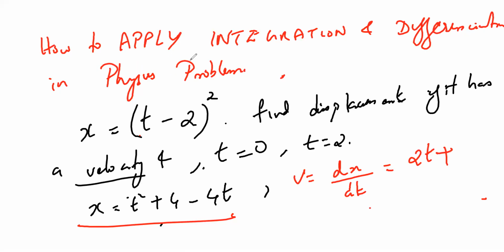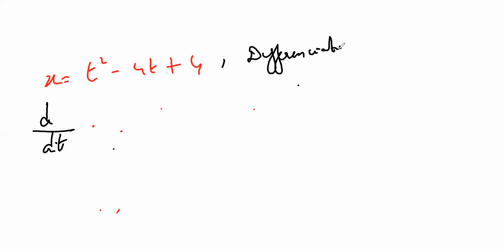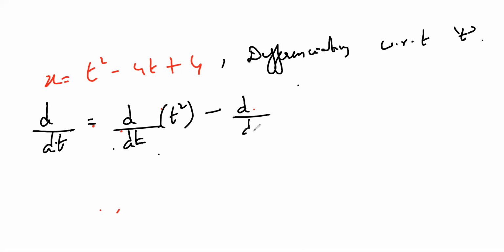t square minus 4t plus, I think, 4, not sure. Yeah, plus 4. Correct? Yes. So I'll teach you how to differentiate this thing. If this is a thing, first I'll split it. I'll put d by dt, differentiating with respect to t. So I'll split everything: d by dt of t square, minus d by dt of 4t, plus d by dt of 4.